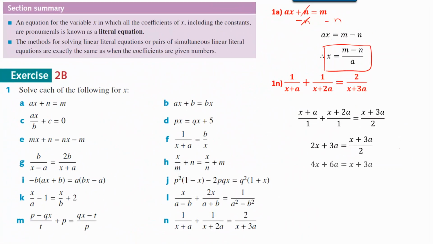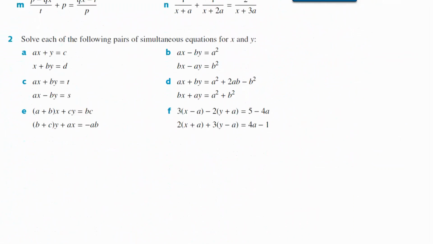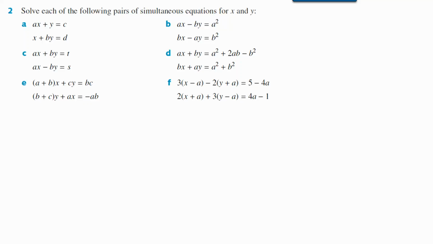Alright, let's go into the next part of the question. Solve each of the following pairs of simultaneous equations for x and y. Every one of these is a simultaneous equation using the elimination method. You can use substitution if you want. I generally prefer the elimination method. It's just a bit easier for me.